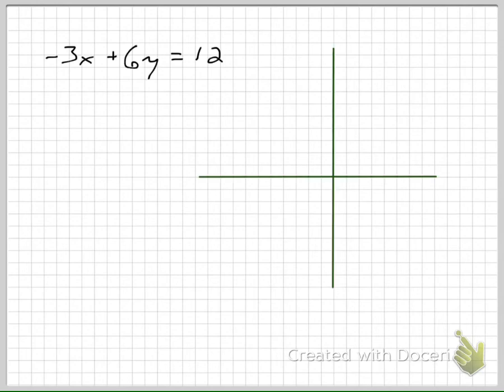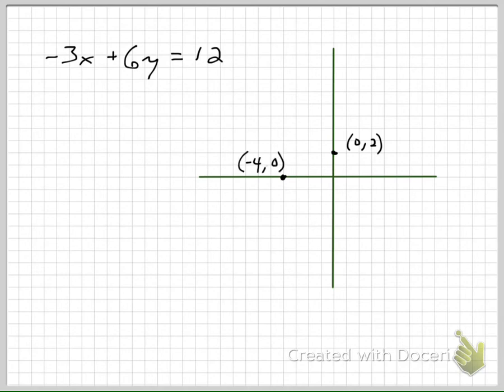Okay, one other thing. Stop. Hold on. We're going to go back. What were the points again? We decided that the points were 2, 0, and negative 4, 0. Okay, this is 0, 2, and this is negative 4, 0.